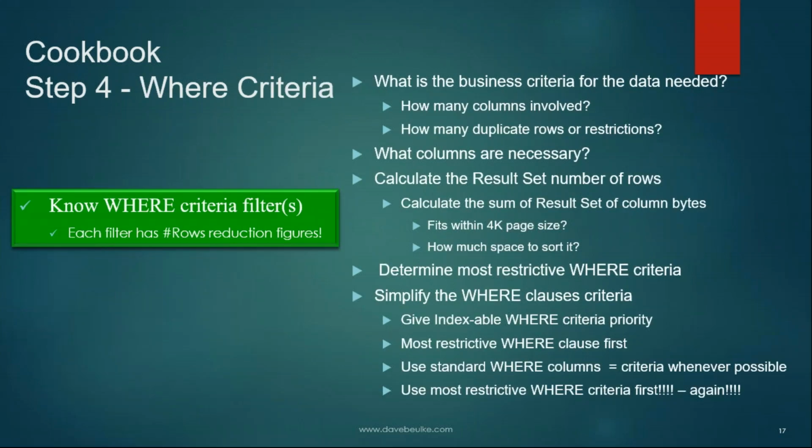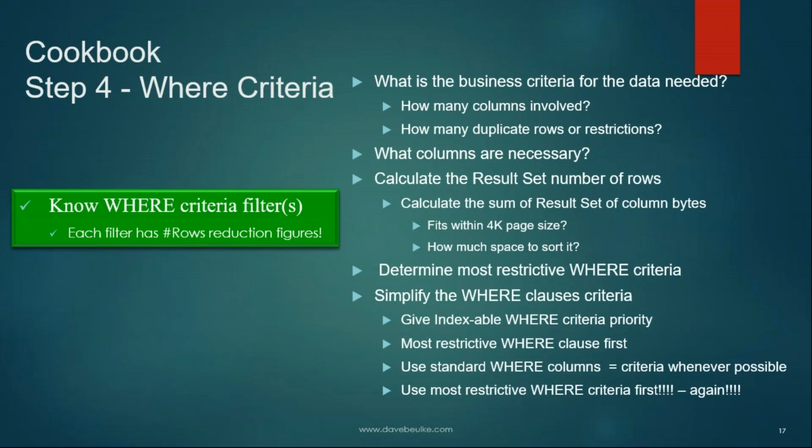Also, when you start to look at your business criteria, you need to translate that all into the where filters. Now, when you start out with possibly tens of billions of rows, you want to understand what columns are involved, where the duplicate data is, and calculate your result set. When talking to the business all the time, it seems that they always want to try to boil the ocean.